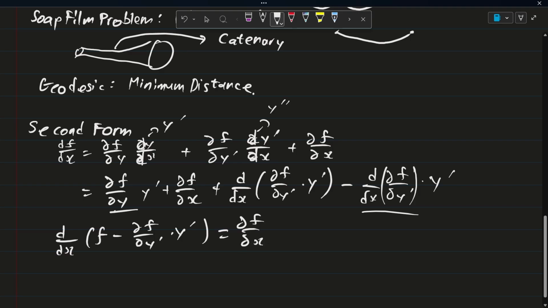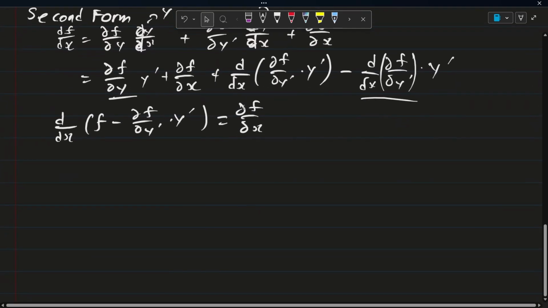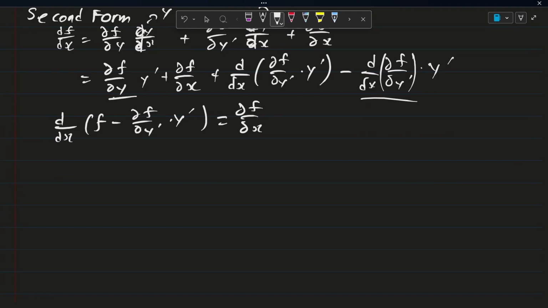And if we consider a very specific condition where partial f over partial x is 0, or basically your function only depends on y as well as the derivative of y, we can just write this down as f minus partial f over partial y prime times y prime is going to be a constant. So you can see here that there's no more d over dx anymore, everything looks much smoother. So sometimes using this equation would also help you to solve those types of problems.